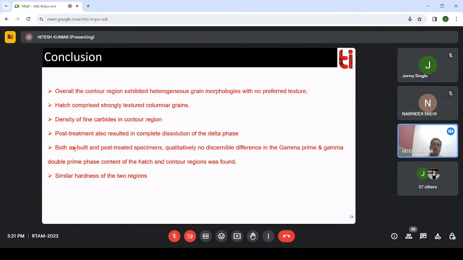So overall, the conclusion throughout this paper is what we observed: the contour region exhibits heterogeneity in grain morphology, because there are small, fine grains present, and a columnar structure is also there. That is to say, in the contour regions the heterogeneity is in terms of grain size, and there is no preferred texture. The material has a more or less random texture.